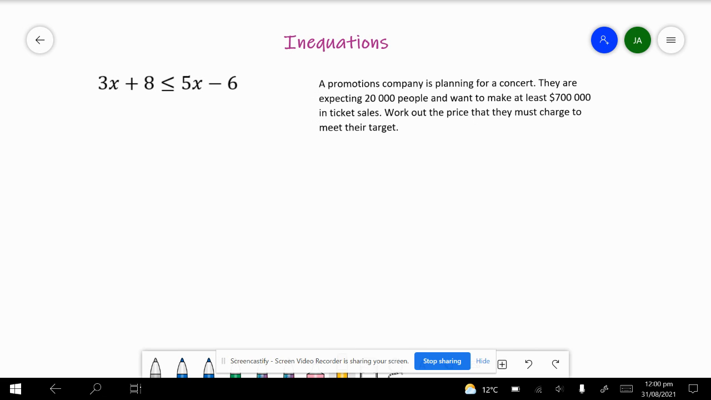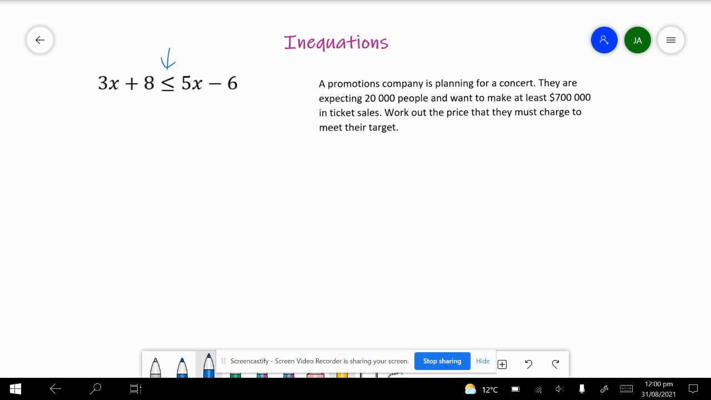Right, we're looking at inequations. So very similar to solving equations. There's just one thing that's a little bit different that I'll show you shortly. But an inequation has a less than or greater than sign in the middle there instead of an equal sign.